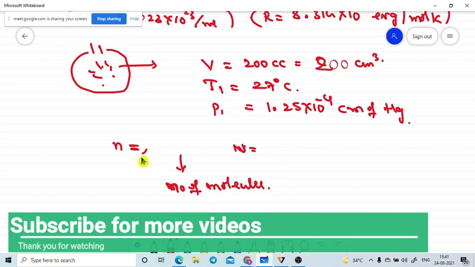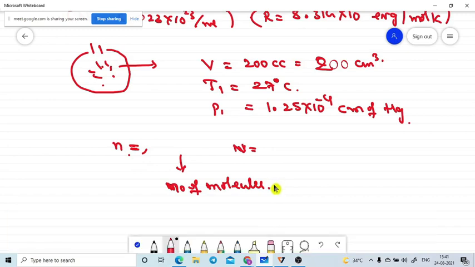So is it n or another value will come? What is that value? Number of molecules I am taking with the help of another one. Number of molecules, let me take one of the parameter. I am taking a capital N into molecules. How can you get this value? So this value is nothing but number of moles into Avogadro number.